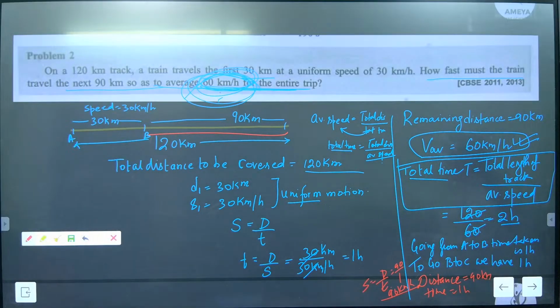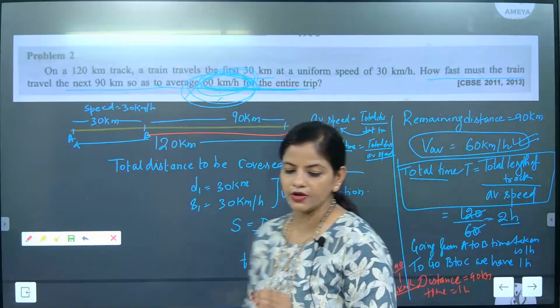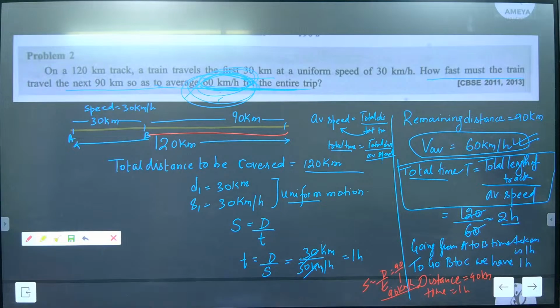That's it. Note down. So the question is very clear. One more time, I am going to clear your doubt. Wherever this problem is there, I will explain it one more time. Don't worry.